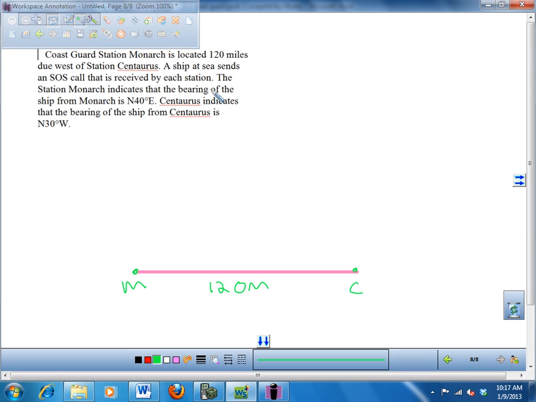A ship at sea sends an SOS call that's received by each station. The bearing of the ship from Monarch is north 40 degrees east. So what that means is if I were to draw a line straight up this way, that's north, then north 40 degrees east would be 40 degrees east of north, right? So in other words, this angle right here is 40 degrees.